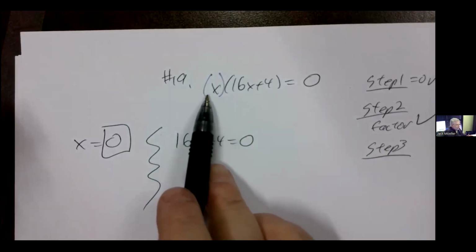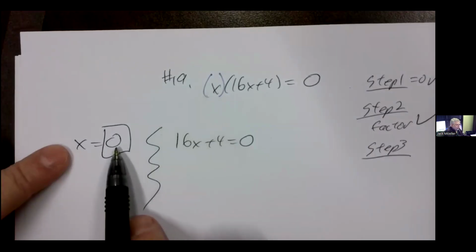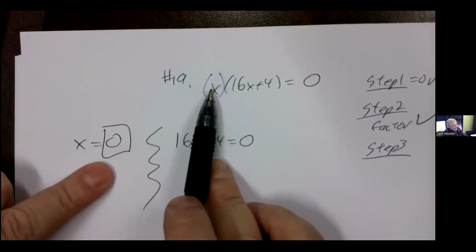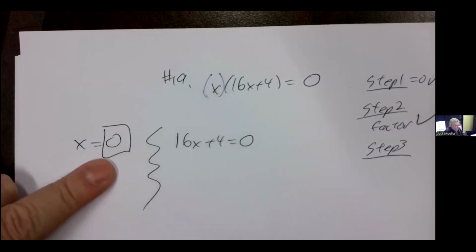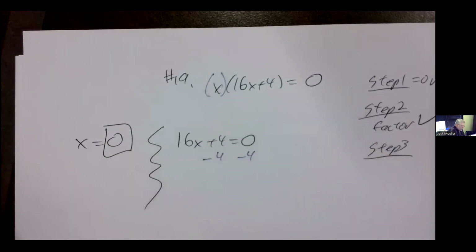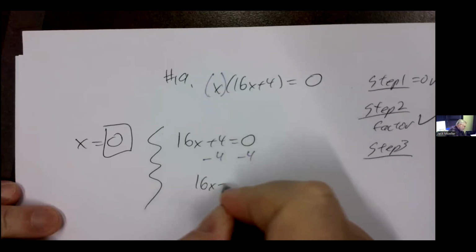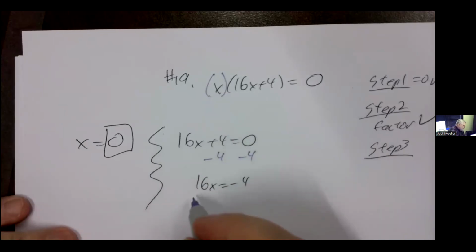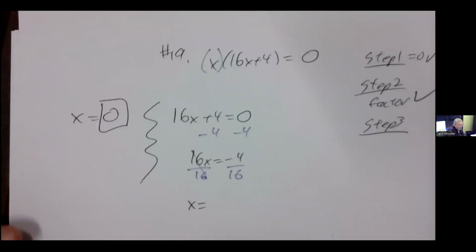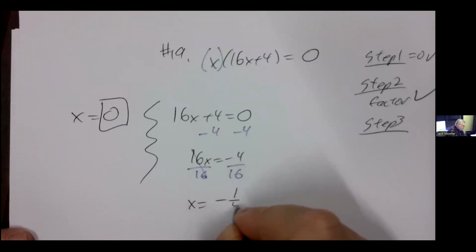Or if that was like 3x, then you would divide both sides by 3, 0 divided by 3 is still 0. So if you have an x factor right here out front that's not a binomial, you're going to get 0 as an answer. This other one, we just solve as normal. So we're subtracting 4 from both sides and dividing by 16. And don't forget to simplify your fractions. So negative 4/16 is negative 1/4.